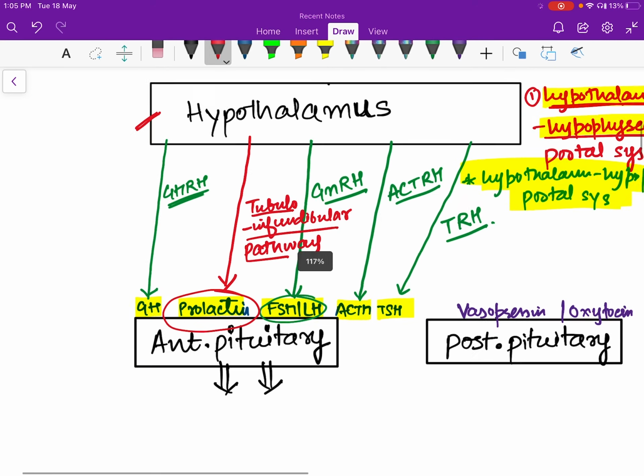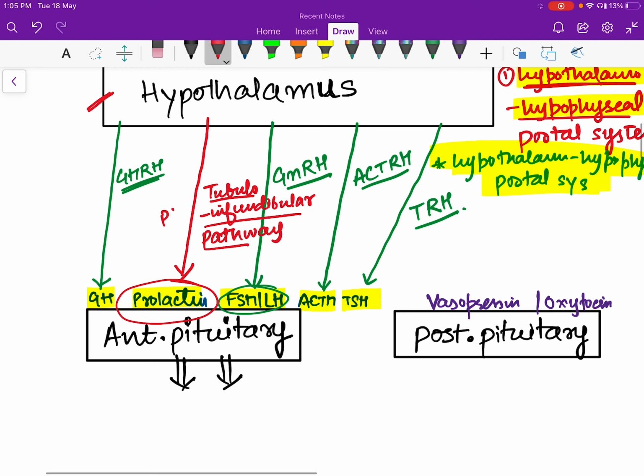Tubuloinfundibular pathway, and through this pathway prolactin inhibitory factor is released, which is chemically dopamine. Okay, so dopamine is released and this inhibits the release of prolactin from the anterior pituitary. So an important point is that prolactin is under the inhibitory control of the hypothalamus, whereas all other hormones are under stimulatory control from the hypothalamus.